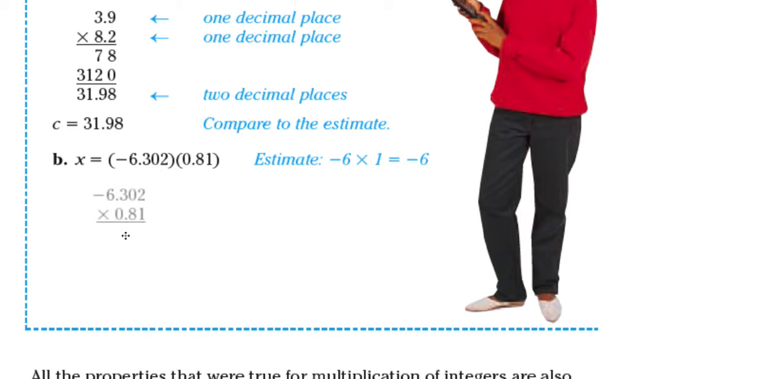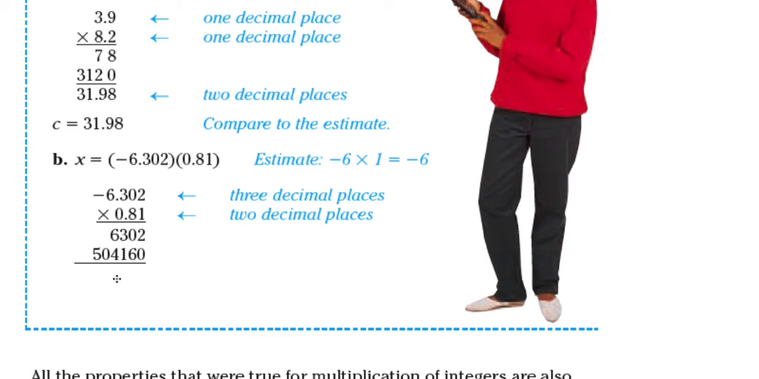So let's do this vertically. We know that there are 3 decimal places in negative 6.302 and there are 2 decimal places in positive 0.81. We do our multiplication, and we end up with negative 5.10462. Why are there 5 decimal places? Because we are simply adding the 3 decimal places plus 2 decimal places, which gives us 5 decimal places, and we count 1, 2, 3, 4, 5.